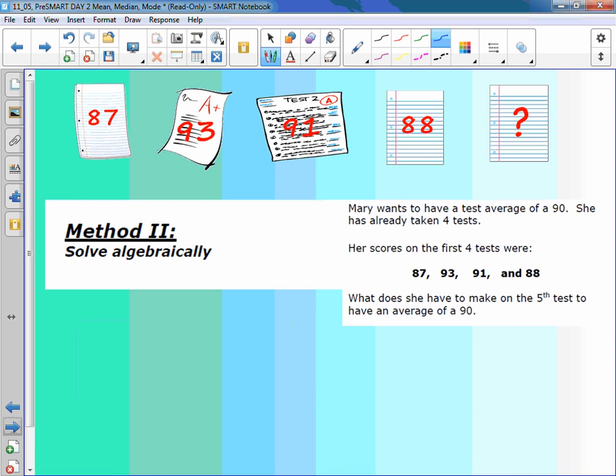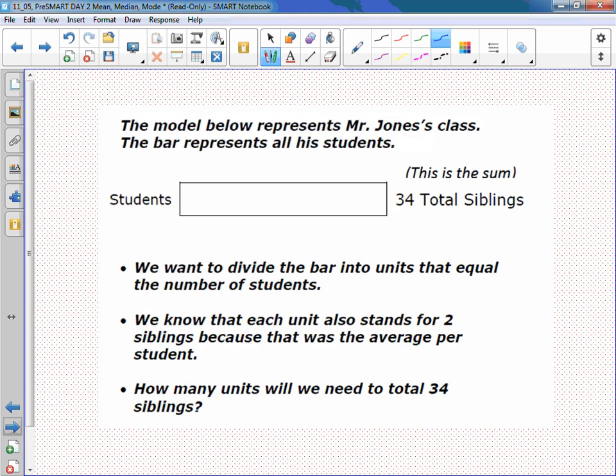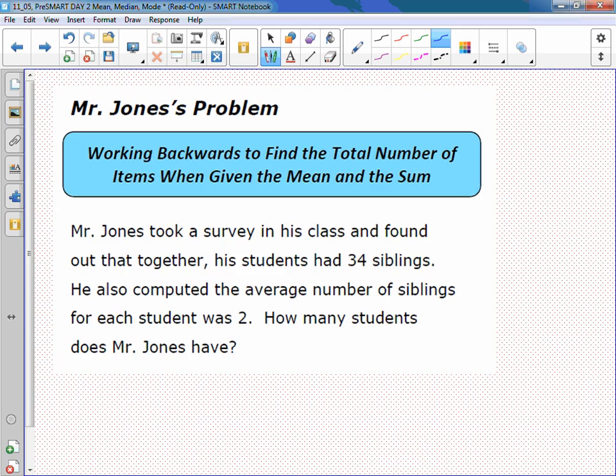This next question is not like those previous two. Here we are. Mr. Jones. This is on your notes. Mr. Jones took a survey in his class and found out that together his students have 34 siblings. So it's like he walked around asking, how many brothers and sisters do you have? He added all the brothers and sisters together. He's already added all his data, and he got 34.